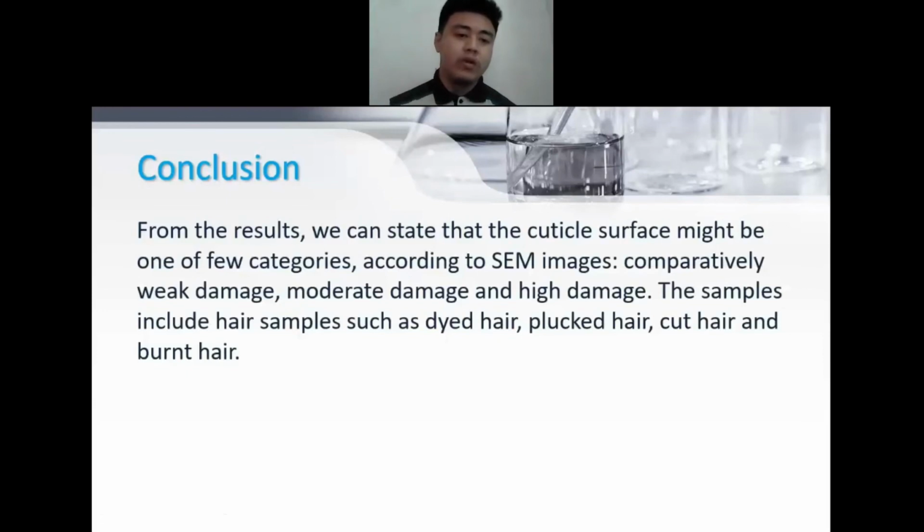In conclusion, from the results, we can state that the cuticle surface might fall into one of a few categories according to the SEM image: comparatively with damage, moderate damage, and high damage. The samples include hair samples such as dyed hair, black hair, cut hair, and burnt hair.